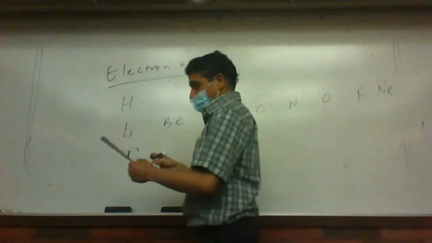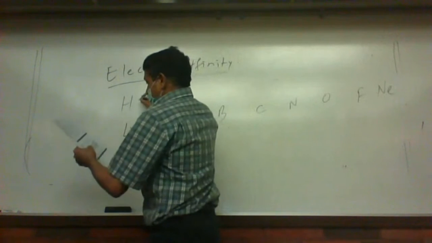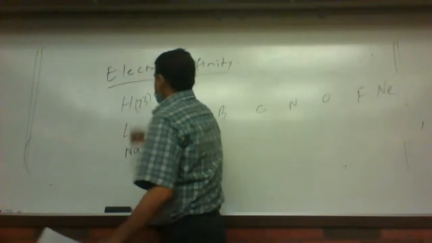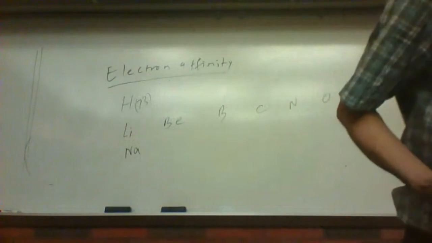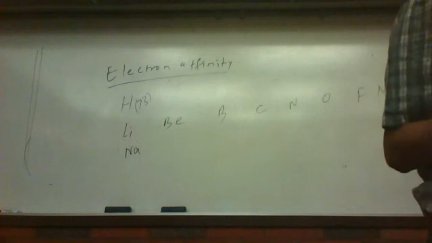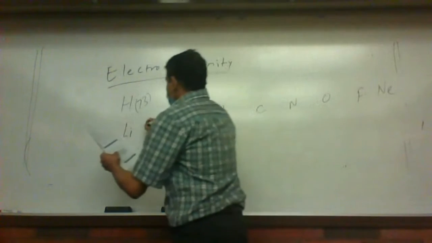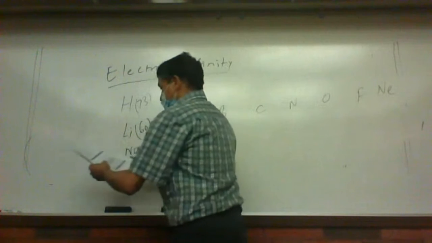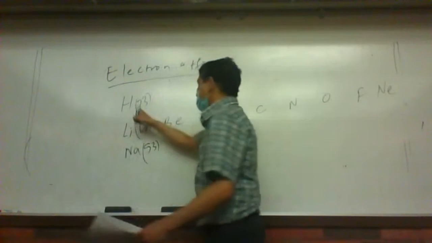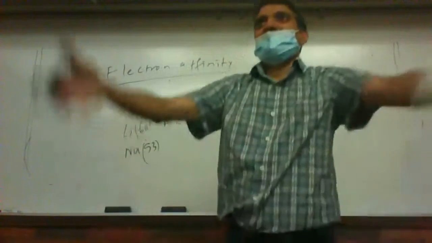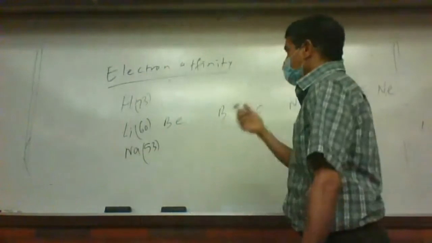So if you put an electron on a hydrogen atom, it gives out 73 kilojoule of energy. There is a minus 73. Minus 73 means that 73 kilojoule energy is coming out as heat. Yeah, minus 73. So lithium will give 60 kilojoule out. And then sodium would give 53 kilojoule out. So minus, minus, minus. That minus means that energy is coming out. So I didn't write a minus here. Make sense? Good.